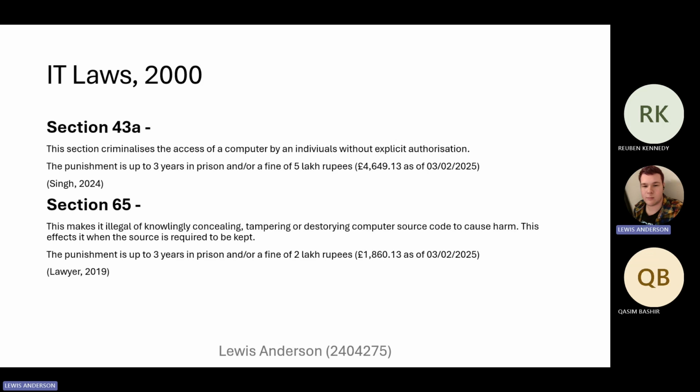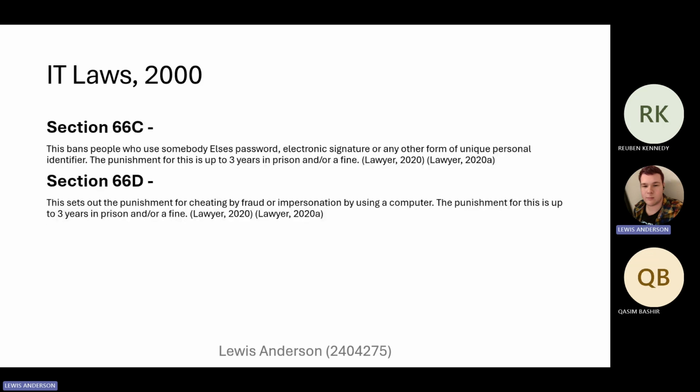As you can see below, the punishment is 3 years in prison for both of them, or for section 43 it's 5 lakh rupees, which is roughly £4,500, just over it. Or for section 65 offences it's roughly £1,200. Then you've got section 66C, which is don't use anybody's password or any unique identifier. This can get you 3 years in prison and/or a fine.